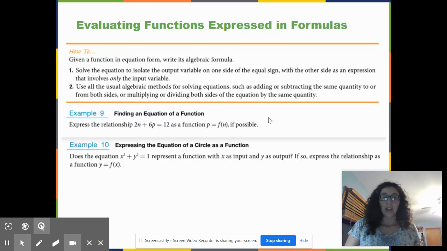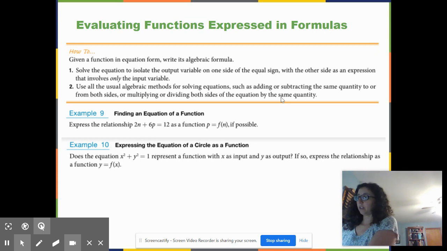Okay, now we're going to talk about evaluating functions expressed in formulas. Here are the steps. Given a function in equation form, write its algebraic formula. First, we solve the equation to isolate the output variable on one side of the equal sign. The other side is an expression that involves only the input variable. Then we use our usual algebraic methods for solving equations, such as adding or subtracting, multiplying or dividing, right?